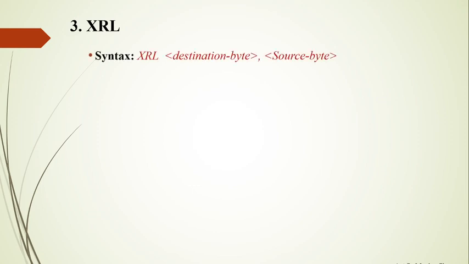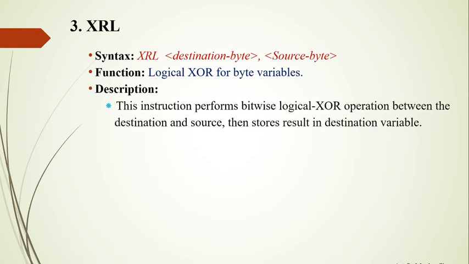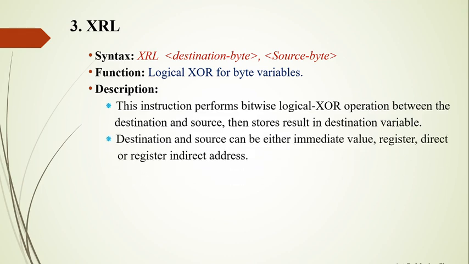XRL, this is the mnemonic used for the XOR operation. The syntax for this instruction is XRL destination byte, source byte. This instruction performs the function logical XOR for byte variables. It performs a bitwise logical XOR operation between the destination and the source, and then stores the result in the destination variable. Destination and source can be either an immediate value, register, or direct or register indirect addresses. No flags are affected during execution of this instruction.